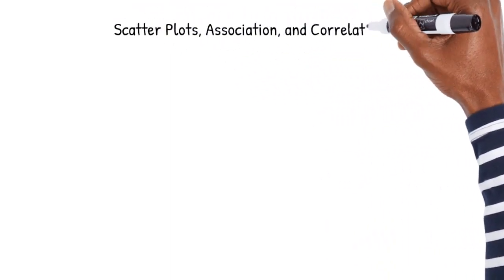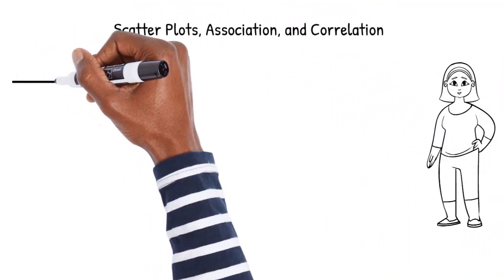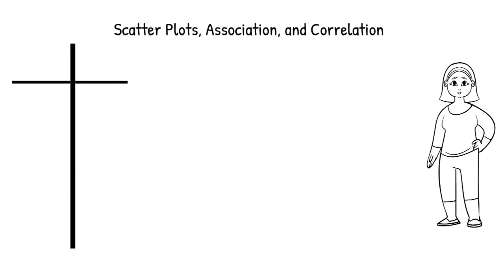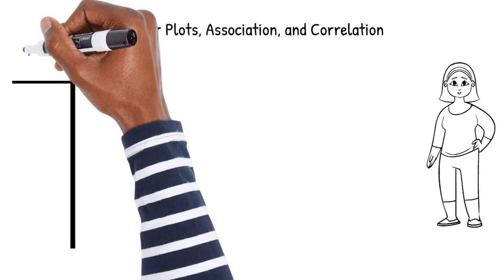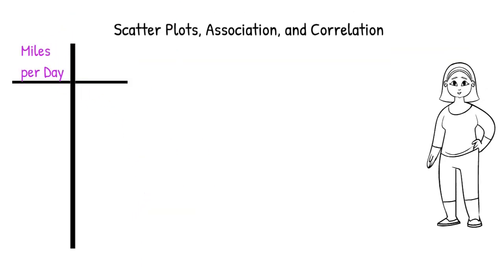In this video, we'll be learning about scatter plots, association, and correlation. Let's say we survey 8 women who are tracking the number of miles they walk. We ask them their average number of miles walked per day and their weight, and find that the first woman walks an average of 1.5 miles and her weight is 83 kilograms.